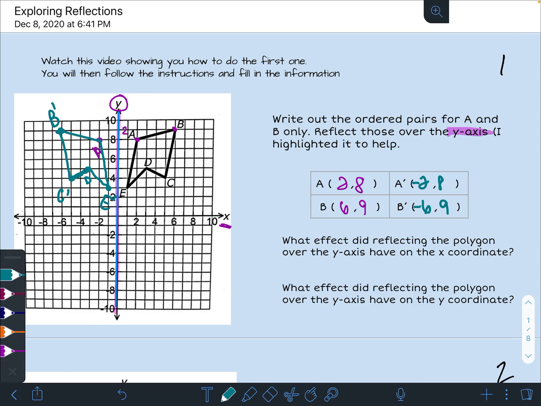So when we're looking at the effect of what a reflection does, it wants to know what effect reflecting the polygon over the y-axis had on the x value. So what that means is here's my x value, here's my x value. What happened? If you notice, I went from 2 to -2, I went from 6 to -6. So I basically took the opposite of my x value.